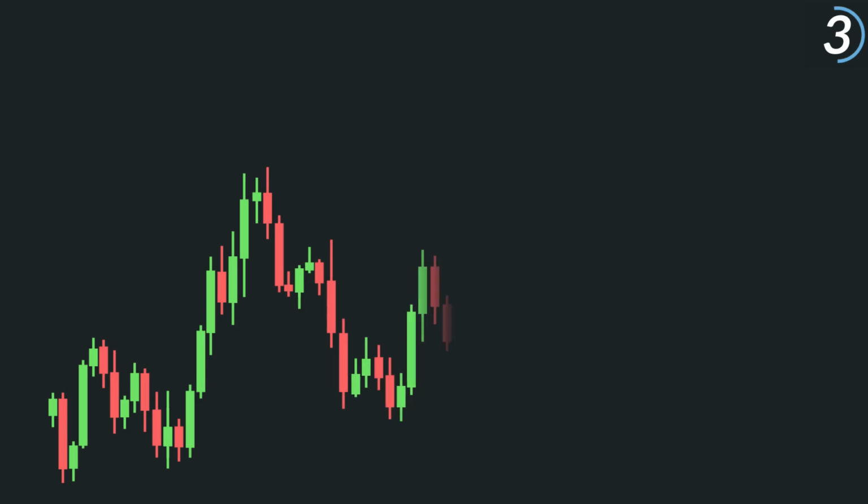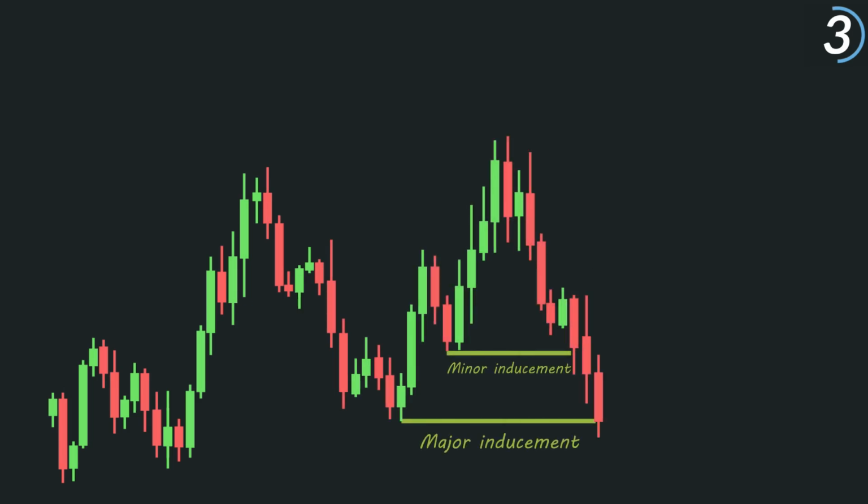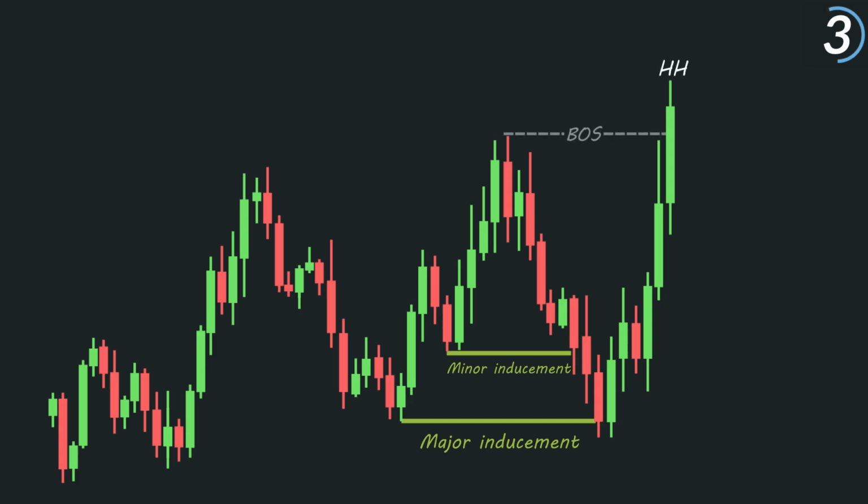You might be wondering about the difference between a major and a minor inducement. In market structure, key trading areas such as highs and lows, entry zones, or market reversal points are considered more significant when they occur after a major inducement rather than a minor one. We'll explore this further in the next step.